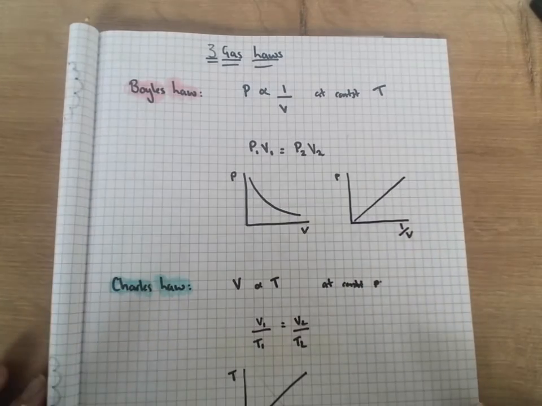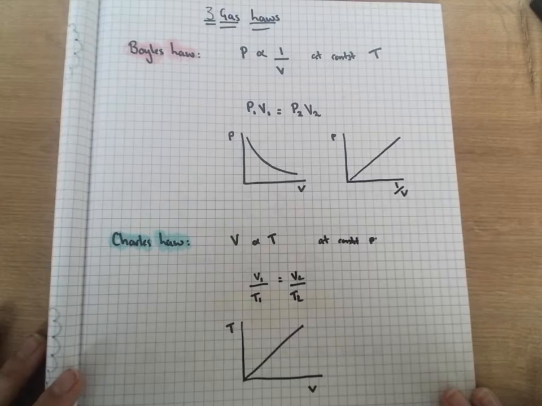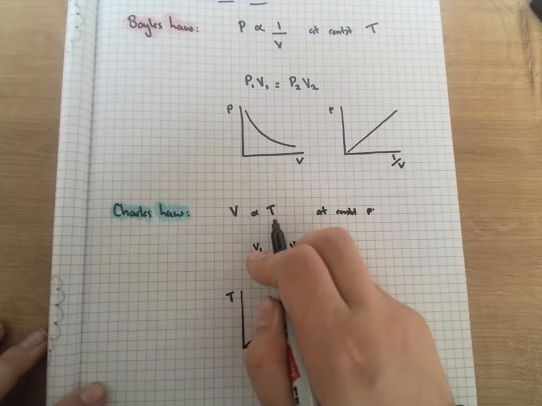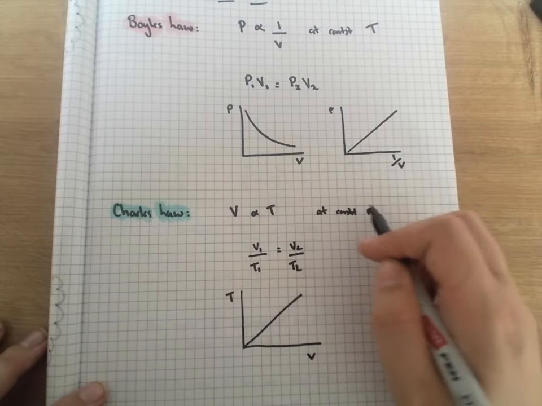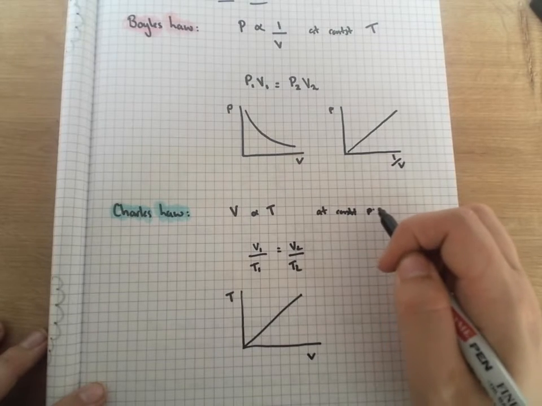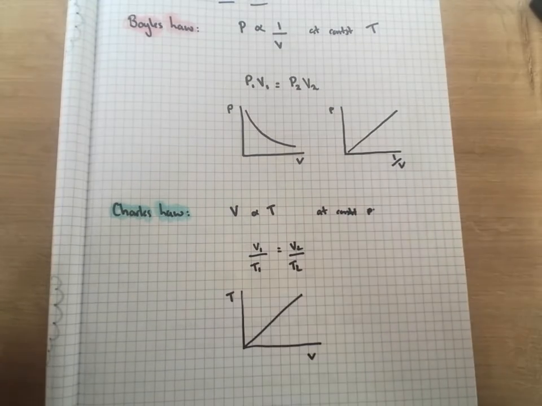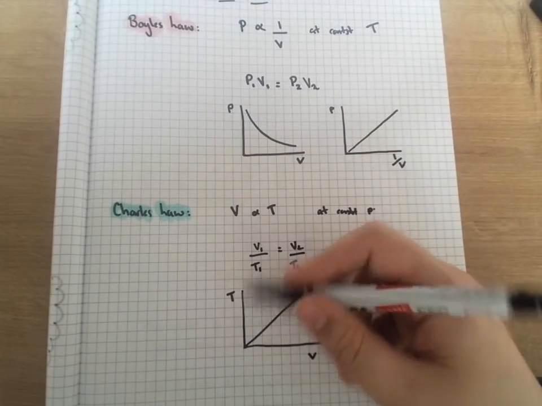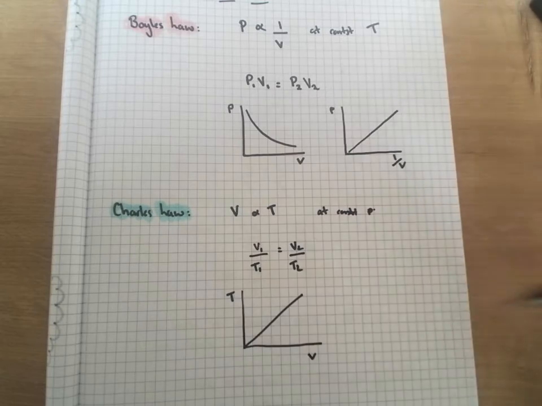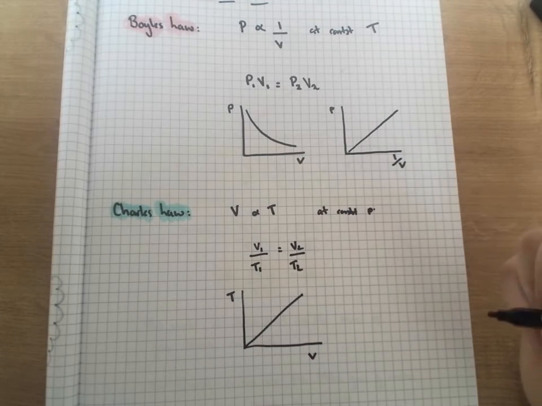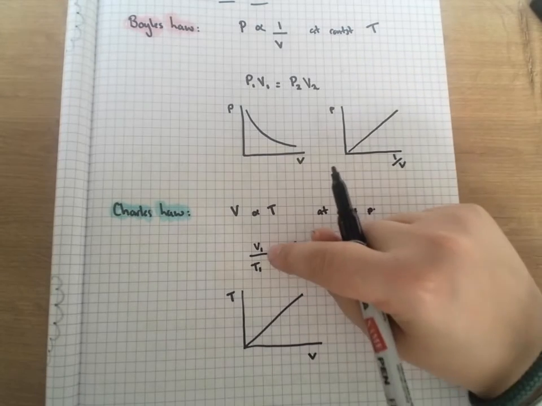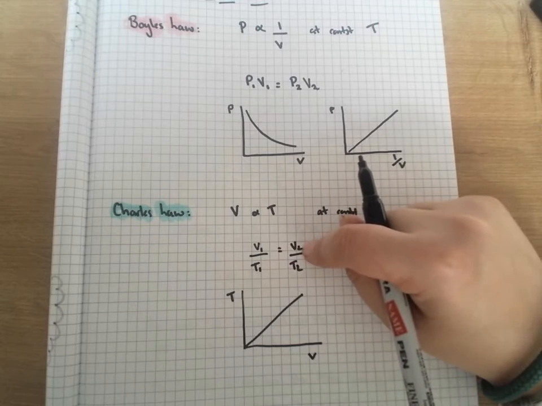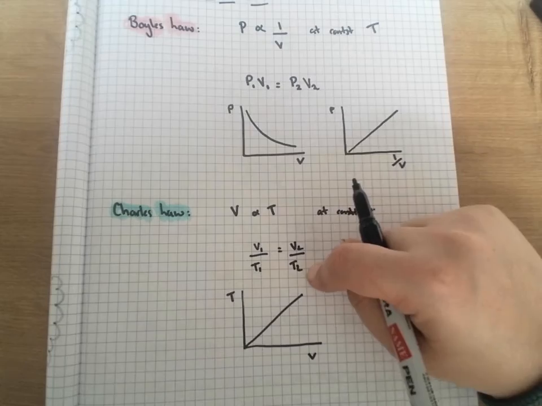For Charles's law, this is our next law. We say that volume is proportional to temperature at a constant pressure. We always have to remember that bit of what we're keeping constant, the relationship between the three. So in this case, if I increase the temperature, the volume is going to increase, or vice versa. Algebraically, we say volume 1 divided by temperature 1 is equal to volume 2 divided by temperature 2.